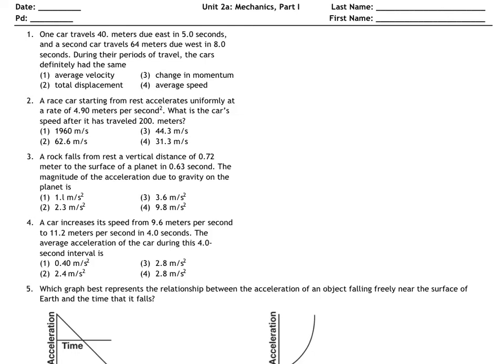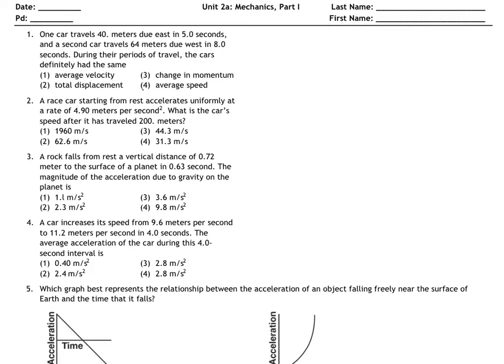All right, so let's get prepared for the Unit 2A exam, multiple choice. So question number one, it says when one car travels 40 meters due east in 5 seconds and a second car travels 64 meters due west in 8 seconds, during their periods of travel, the cars definitely had the same.